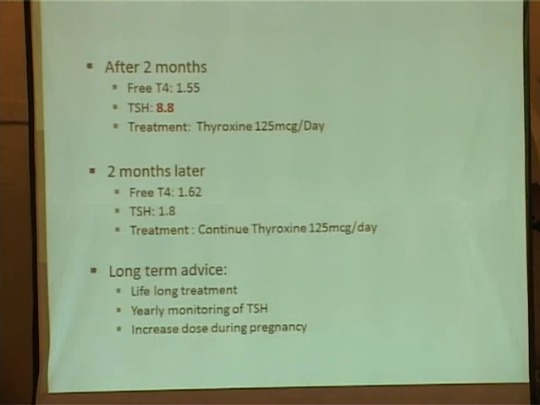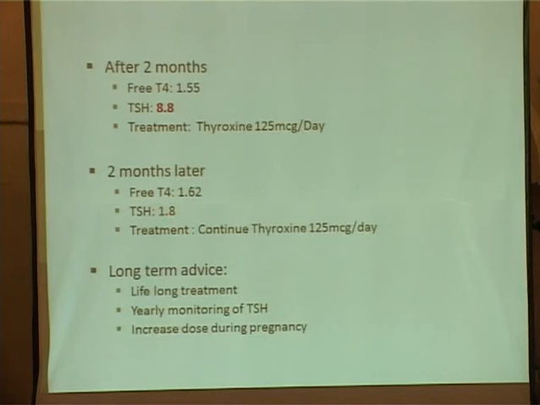Thyroxine's half-life is 7 to 10 days. So at least you should wait for 4 half-lives for any change in dosing or any TSH evaluation to be done. So usually we ask 6 to 8 weeks, that is 2 months. And her TSH is still not in our goal range. So it's still above the limit. So we increase the dose from 100 to 125. Then she comes at 1.8.